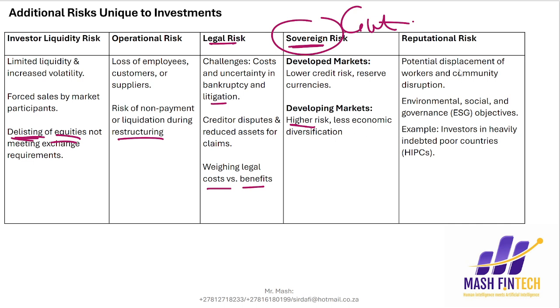And then there's also a risk of reputation, where companies have not been doing well, have not been complying with ESG, environmental, social, and governance considerations. This might result in potential displacement of workers and community disruption. There's a risk of this happening. And an example is heavily indebted poor countries. These are extremely high risk and they have a poor reputation of paying back the money.